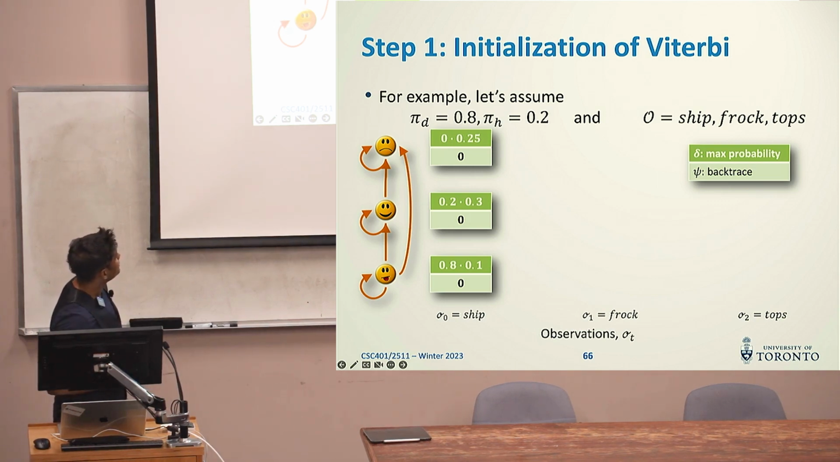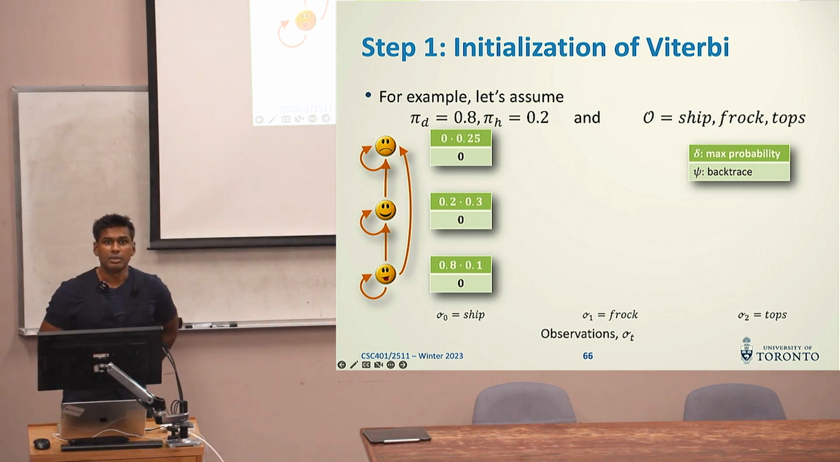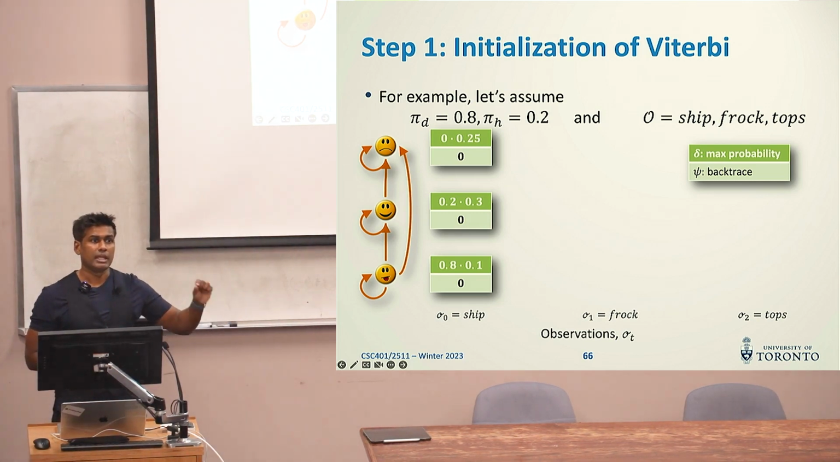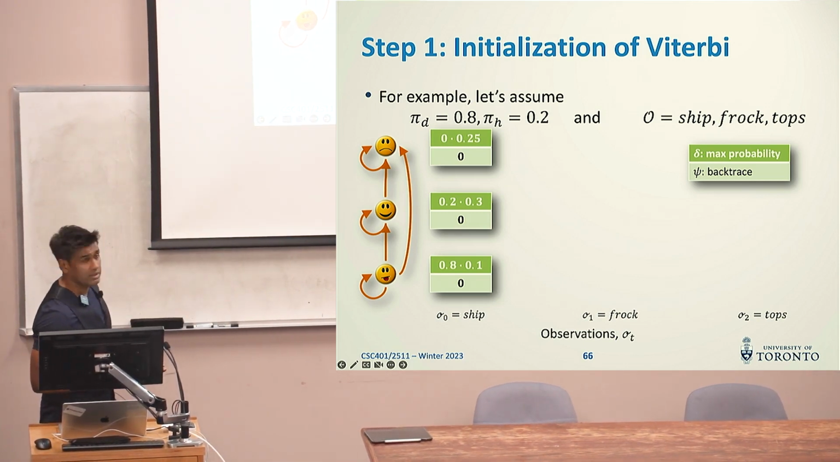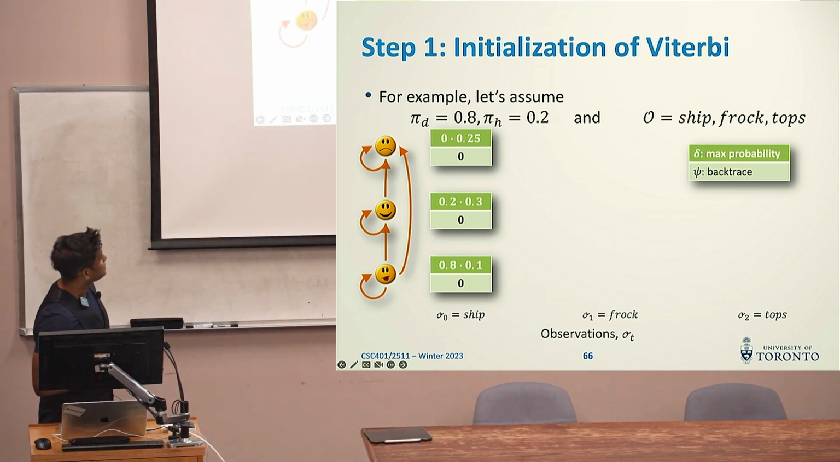So if our initial probability for happy state is 0.2 and our initial state probability of disgusted is 0.8, then to initialize, we multiply the initial state probability with the emission probability of the first observation. So our first observation is ship. And we're basically multiplying this pi with the emission probability of ship across each of the states.